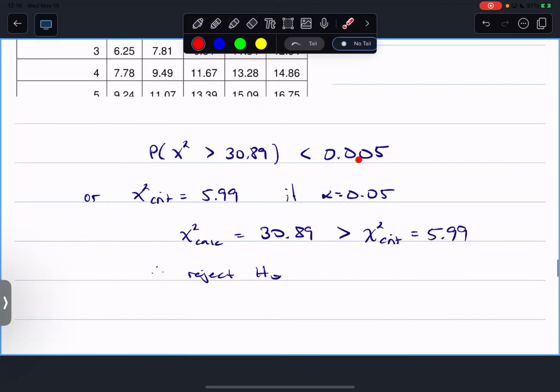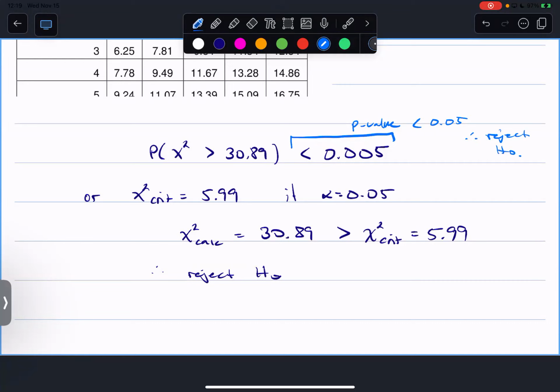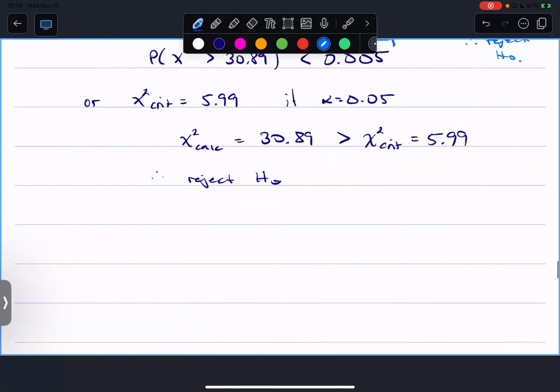The p-value is less than 0.05. So I'm going to reject H naught either way. They should match up. They're doing the same thing. No, you're welcome to use whichever one works for you. Whichever one you prefer, but I want to introduce them both. So we have both, but you only have to use one.